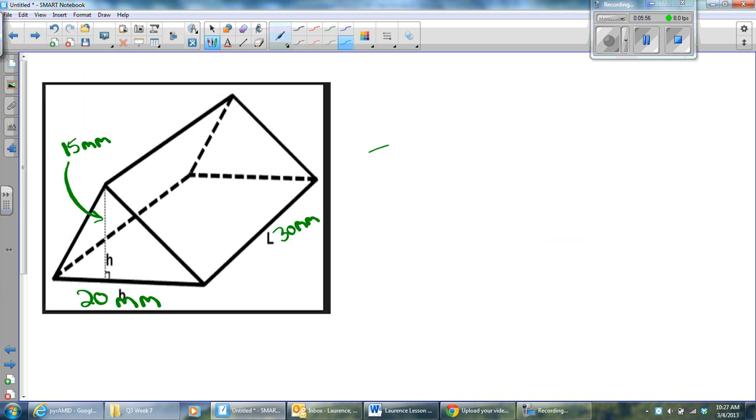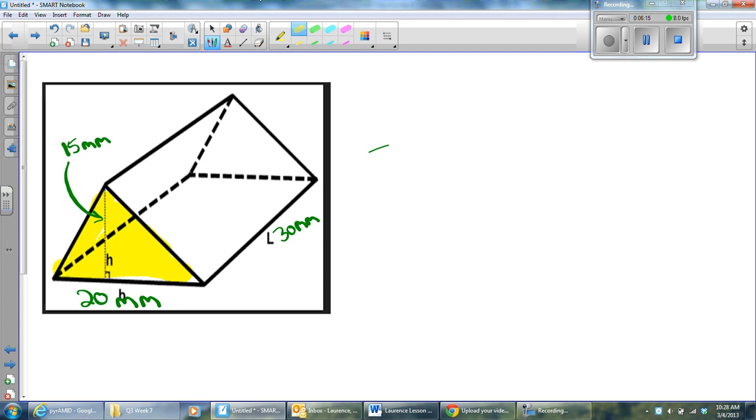Okay, let's move on to a triangular prism. And I'm going really quick here. You can always pause the video. Okay, I need my base. Well, remember, my base is going to be the triangle. So I'm going to highlight that triangle.